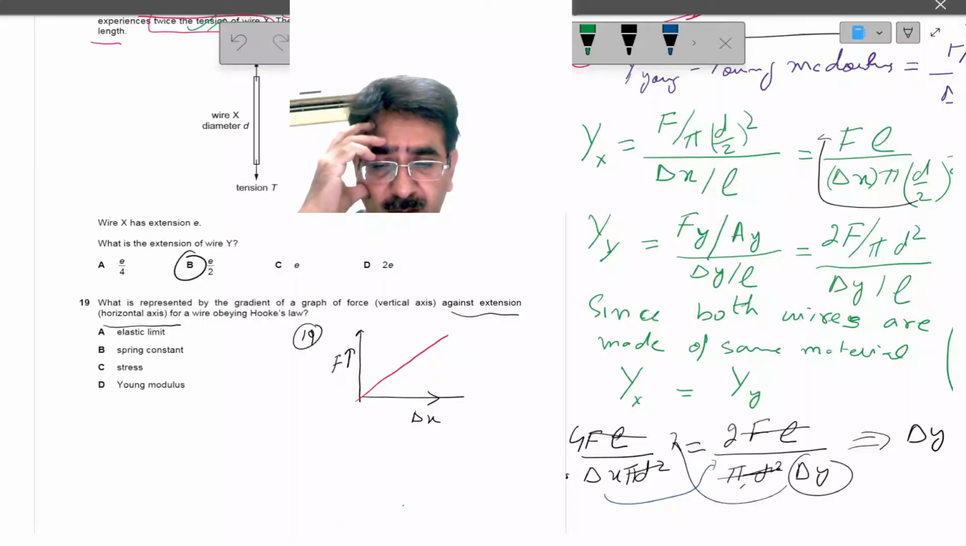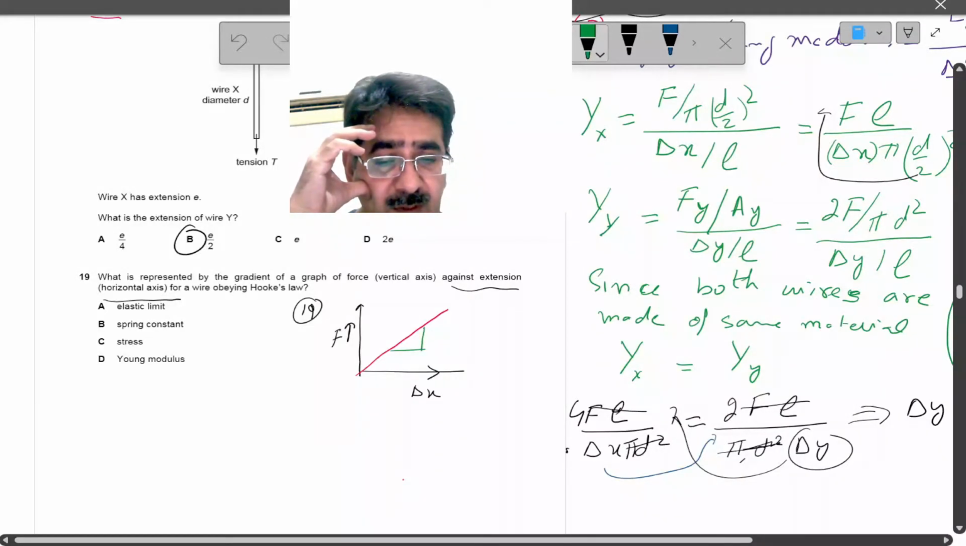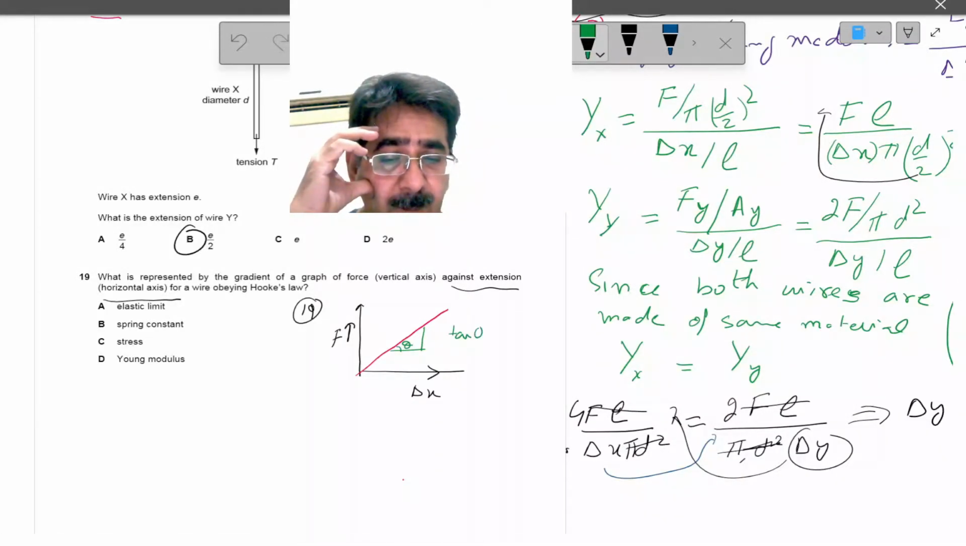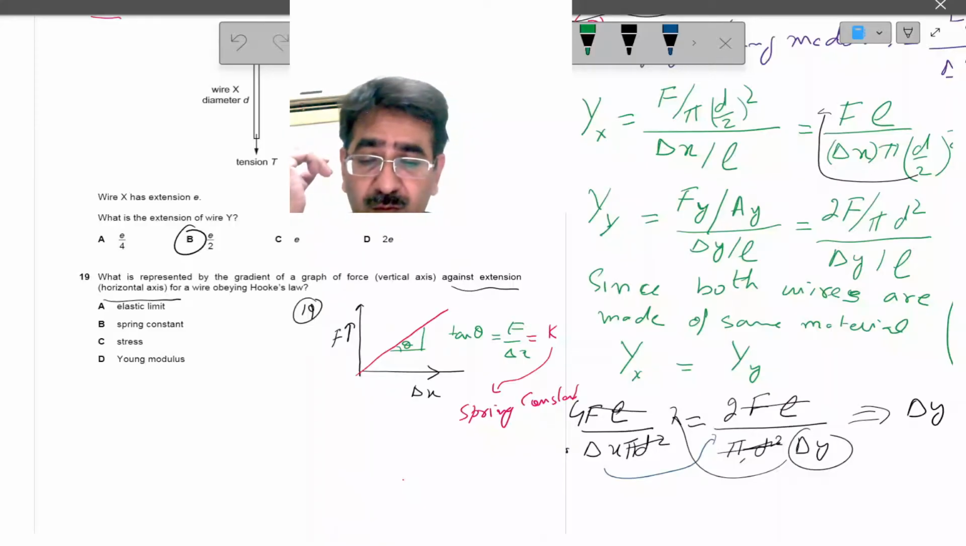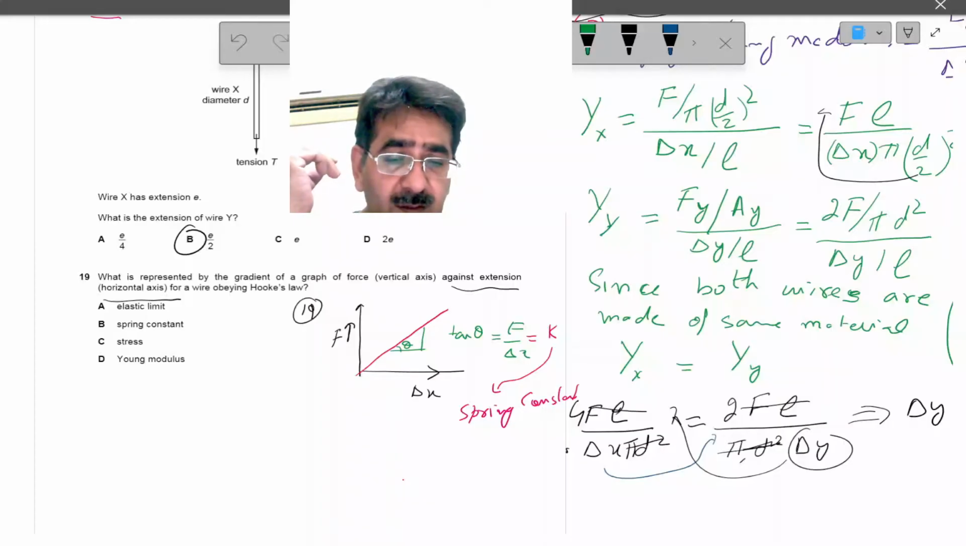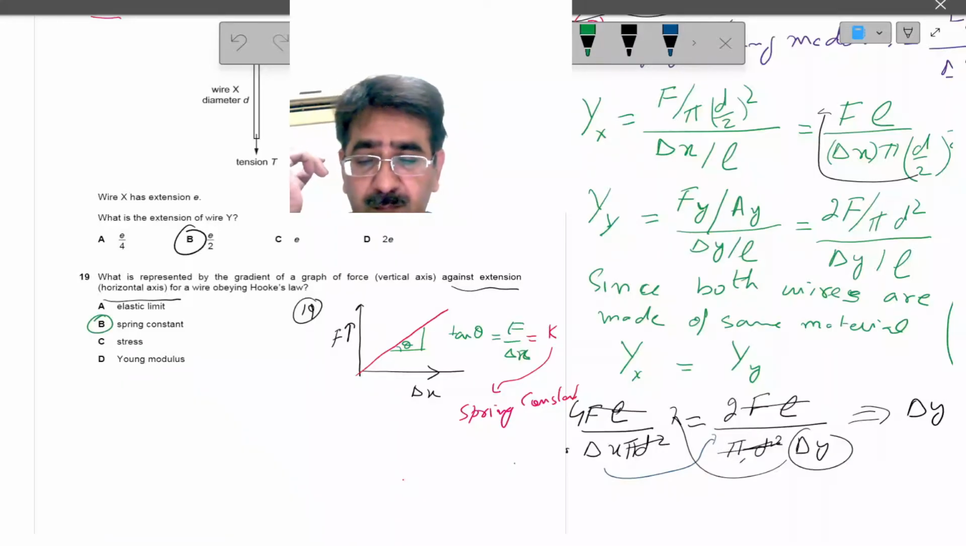Okay, what does the gradient represent? We have to find the gradient. Gradient means this angle, theta. So tan theta will be F over delta x, and as we know, that will be k, the spring constant. So this is the spring constant, force divided by extension ratio. So the answer is B.